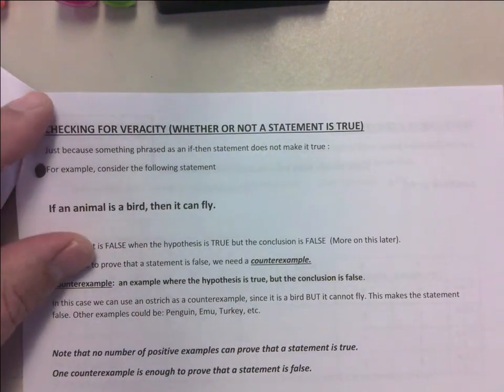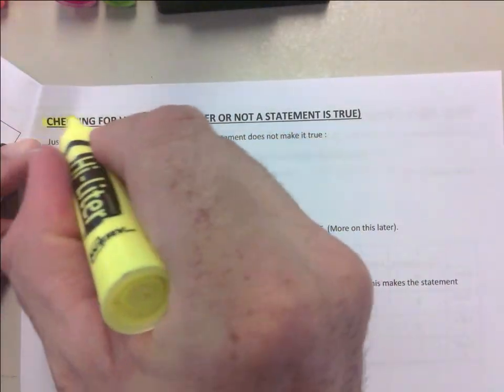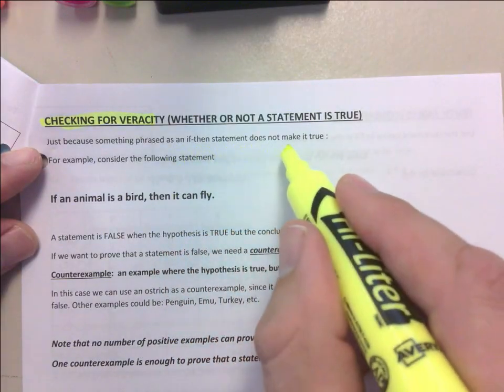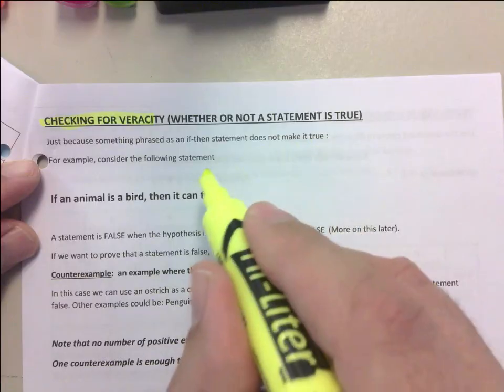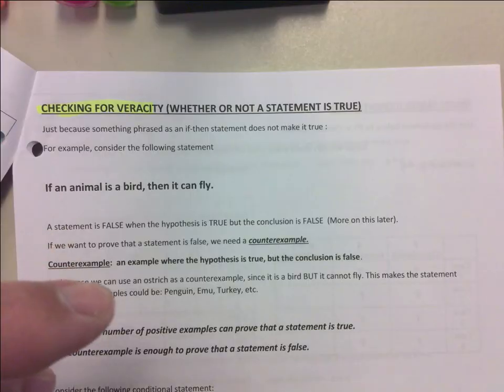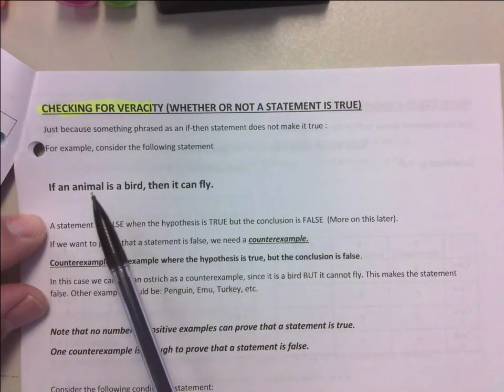Checking for veracity, whether or not a statement is true. Just because something is phrased in an if-then statement does not make it true. For example, consider the following statement. If an animal is a bird, then it can fly. Is that true always? Ostrich, right?